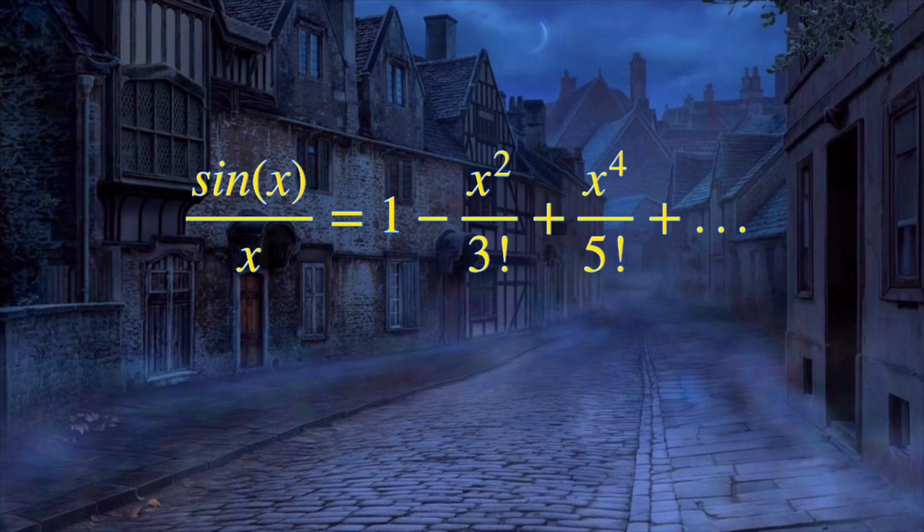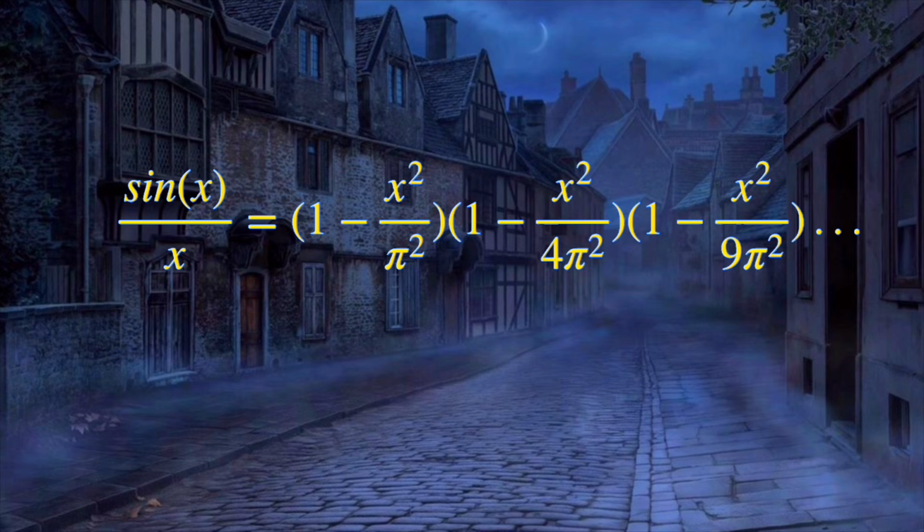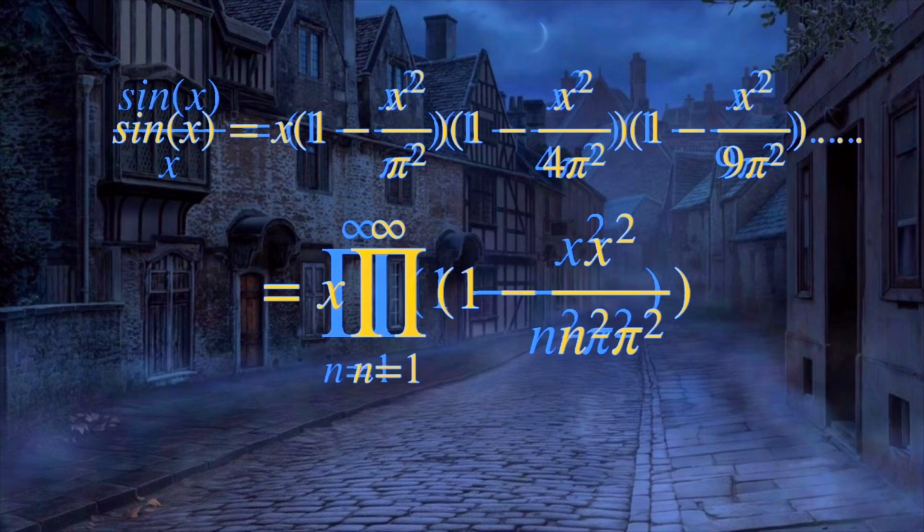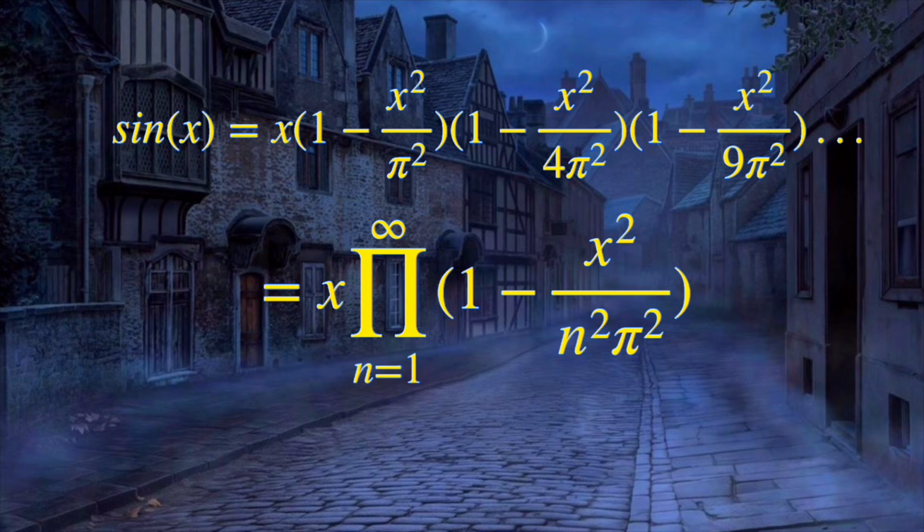But this wasn't the end of the magic of this function in its product form. Rewriting this product in big pi notation, which is used for infinite products, one can use the value of x equals pi over 2 in this formula to obtain what is known as the Wallis product for pi. Observe.